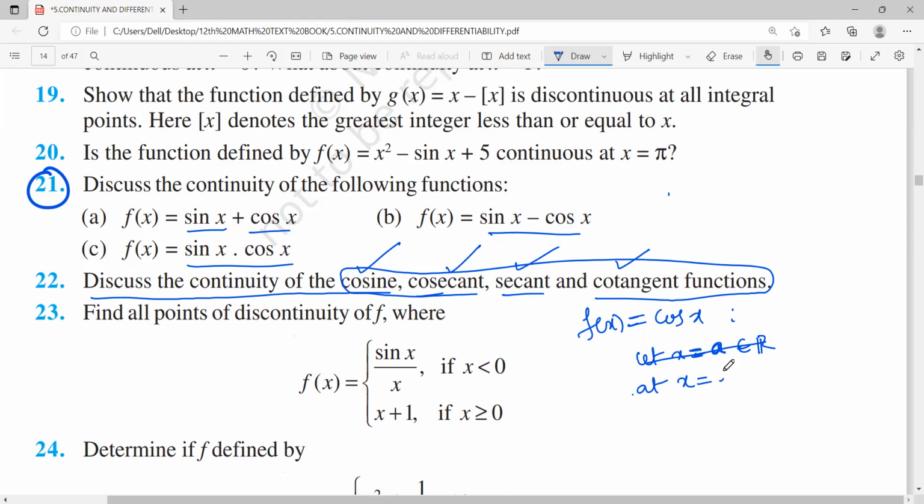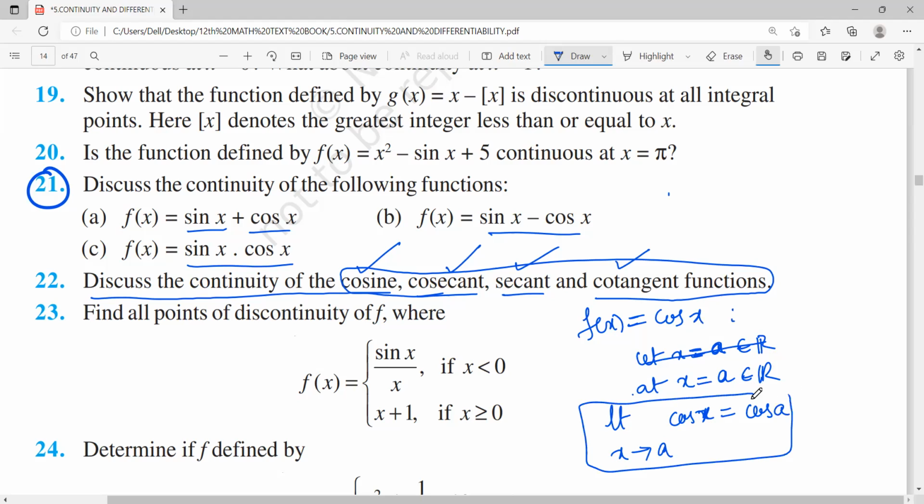A is a real number we will discuss. Now simply write like this: limit x tends to a of cos x equals what? Cos a only. Because if you have a denominator and it goes into an indeterminate form, then you have to use some method, but here there is no question of any problem.